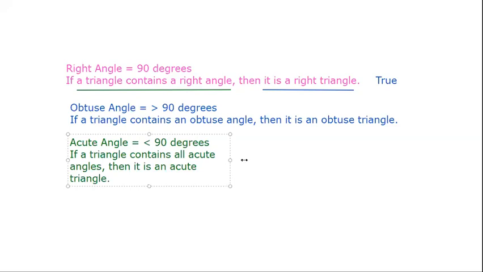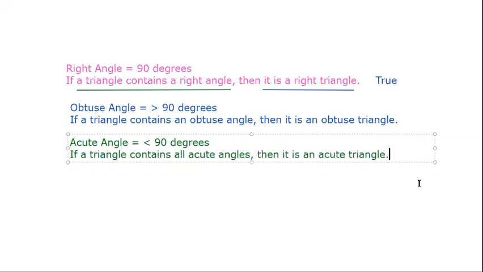But we might not always have a protractor with us. And we might be on a test and only have the side lengths of a triangle, and we have to figure out, is it obtuse, right, or acute? So we can use the converse of the Pythagorean theorem to figure this out.